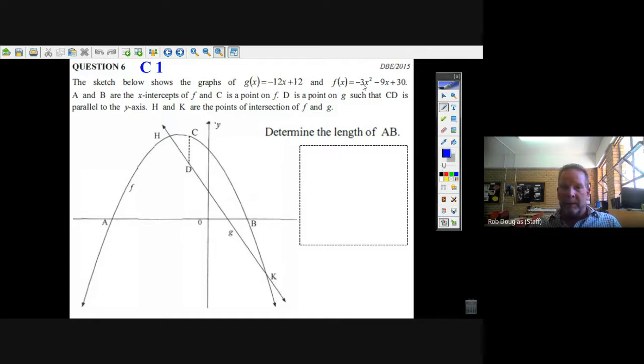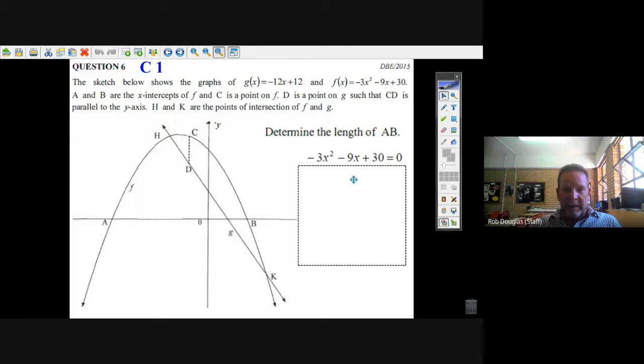Well, our problem is we're talking about how far it is from A to B. Those are, you have to know, on the x-axis, so we're looking for x-intercepts. So that's what we've got to do. We've got to take this function, minus 3x squared minus 9x plus 30, and what we do, we've got to factor it. So those negatives aren't so nice.